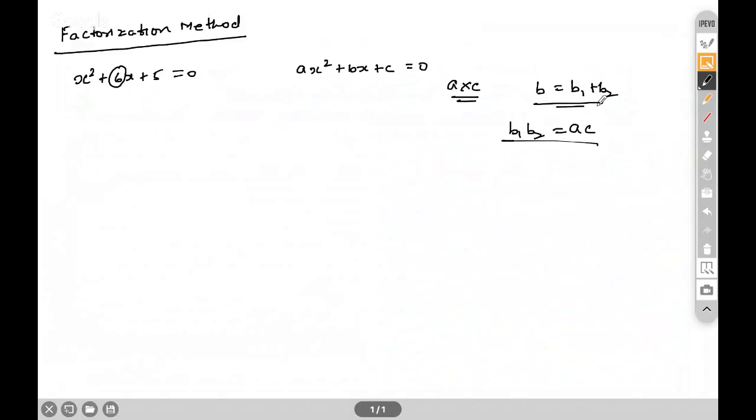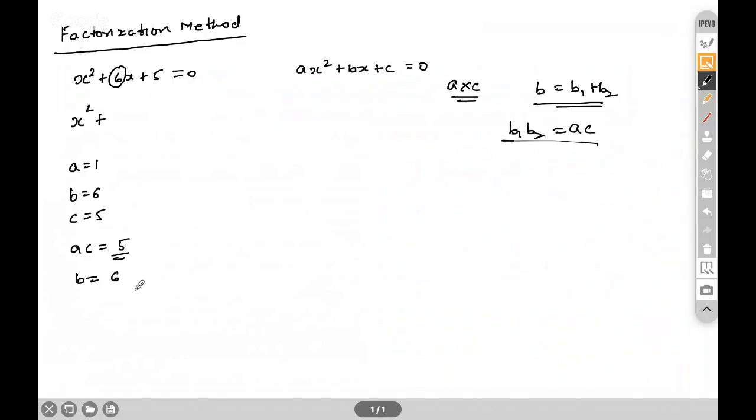This is how we do the factorization method solution. Okay, now, x square plus 6x. Now, what is a here? Value of a, let me write, is 1. Value of b is 6 and c is 5. So ac is equal to 5. Correct? Now, b is equal to 6.